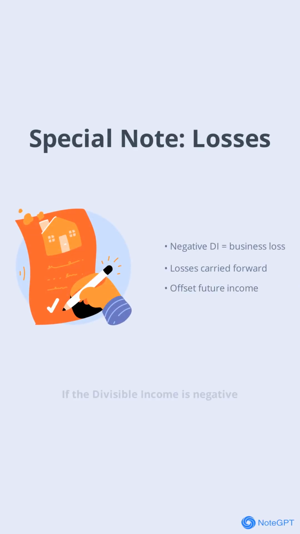If the divisible income is negative, each partner's share of the business loss can be carried forward to offset future business income, subject to tax rules. This ensures that losses are not wasted and can be used to reduce taxable income in future profitable years. It's an important aspect of partnership taxation that partners should keep in mind.